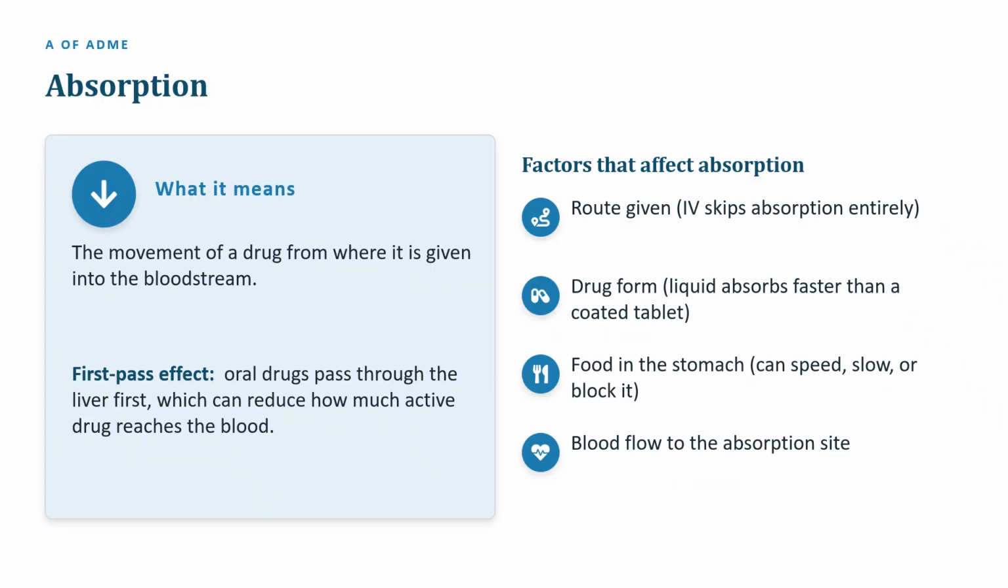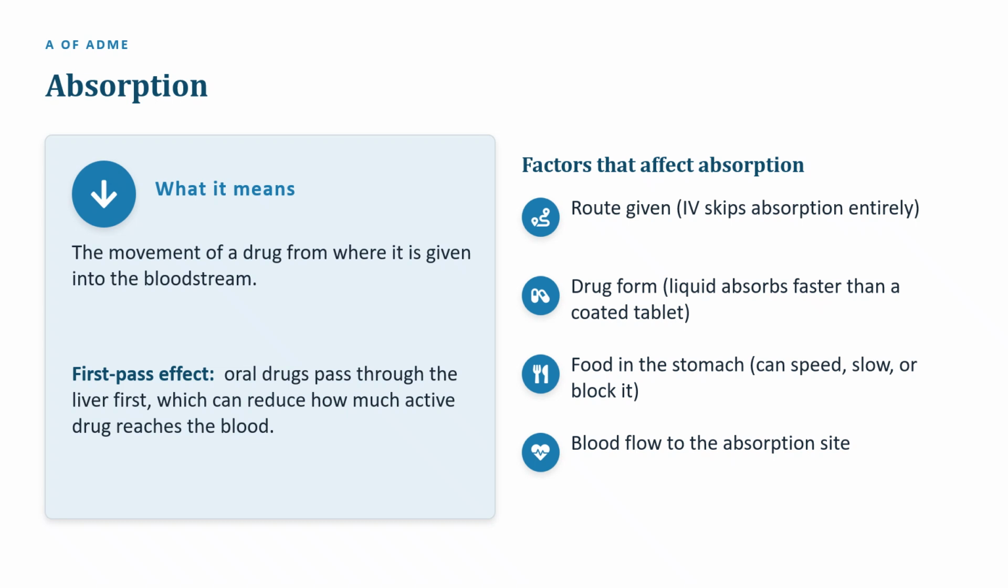the blood. The drug form matters too. A liquid or a rapidly dissolving tablet is absorbed faster than a hard, coated tablet that has to break down first. Food in the stomach is a big one, and this is why instructions about taking a medication with or without food exist. Food can speed absorption, slow it down, or even block it for certain drugs, so following those directions changes how well the drug works. Blood flow to the absorption site also matters, since a well-supplied area absorbs faster.